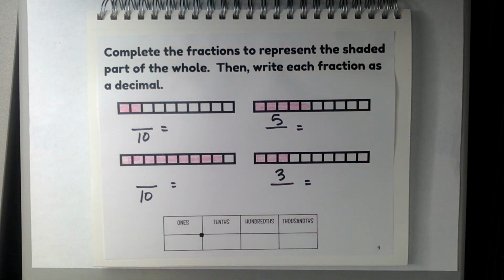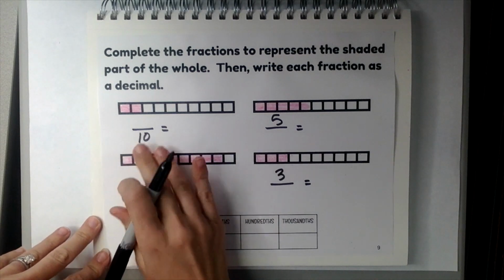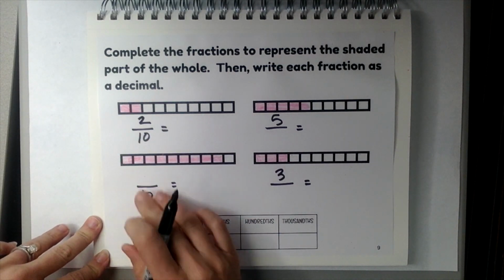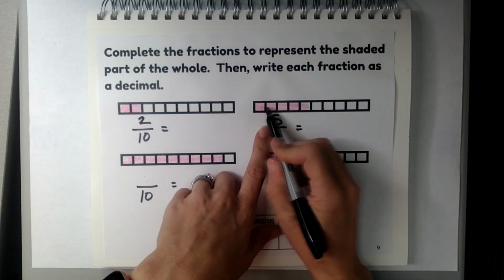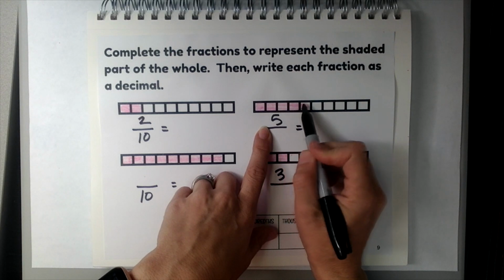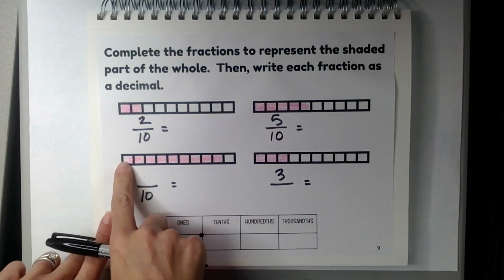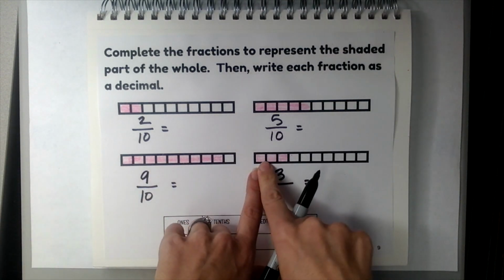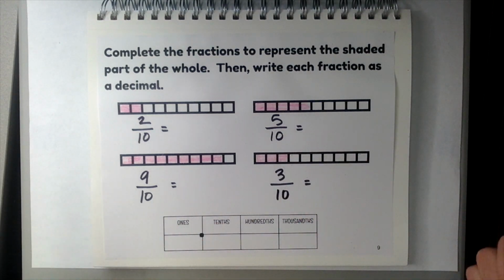Complete the fractions to represent the shaded part of the whole. Then write each fraction as a decimal. Okay, well this is something we definitely know how to do. How many are shaded? 2 out of 10ths. 2 out of 10. Let's do the next one. This one has it done for us. Let's count the total parts. 1, 2, 3, 4, 5, 6, 7, 8, 9, 10. All right, let's look at this one. 10, 1 is not shaded, so it must be 9. And this one, 3 are shaded out of 10 total parts. We knew fractions just like that.